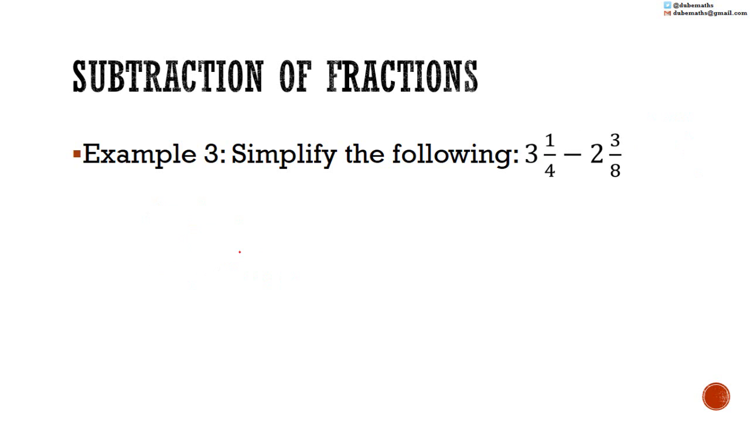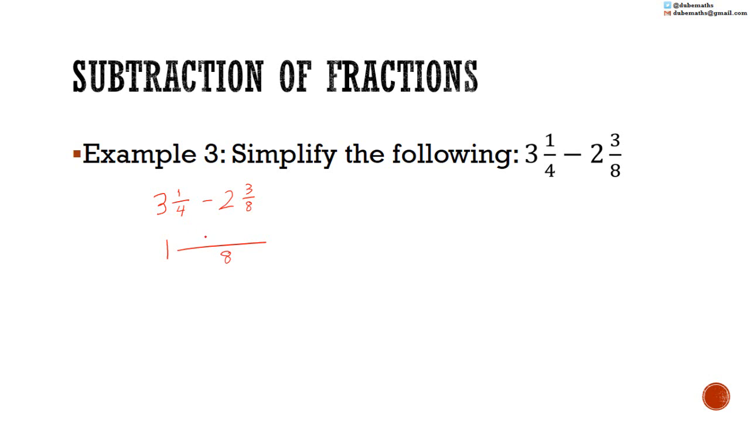Simplify the following. 3 and 1/4 minus 2 and 3/8. Taking away the whole numbers, 3 take away 2 is equal to 1. The LCM of the fractions, 4 and 8. The LCM of 4 and 8 is equal to 8. You could try it on your own to confirm.